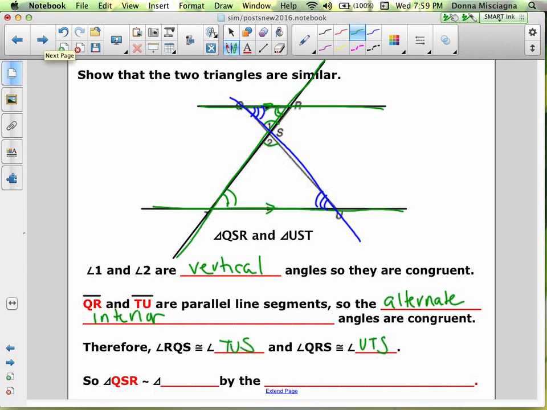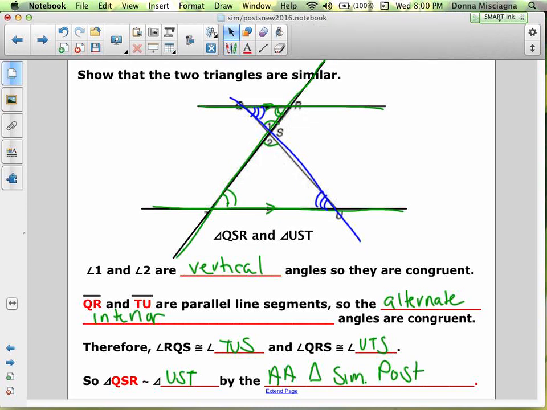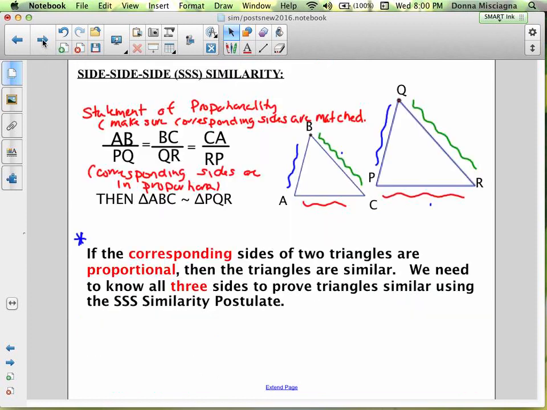So triangle QSR is similar to triangle UST by the angle triangle similarity postulate. Right? It's another angle. That's because it's the only one I've taught you. I can't possibly have us do any other thing but angle right now. I think that might be my last angle one.